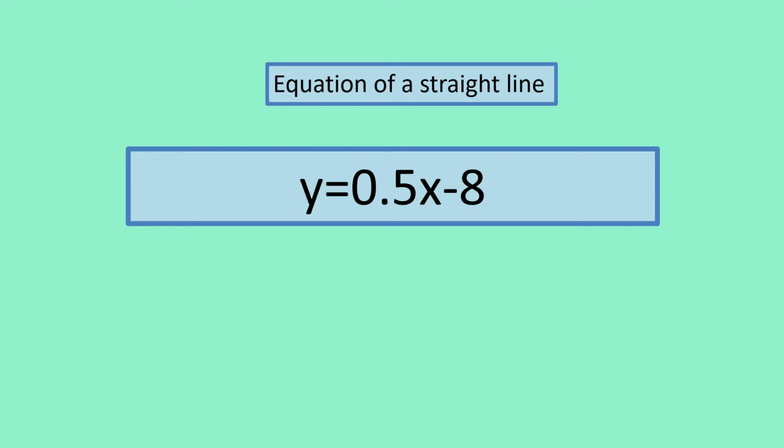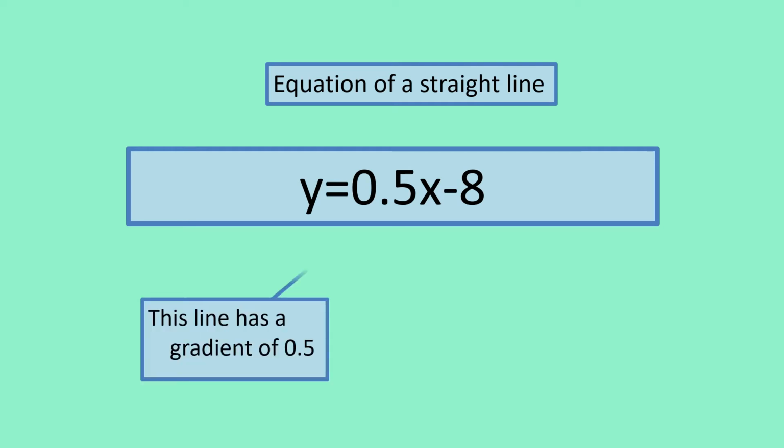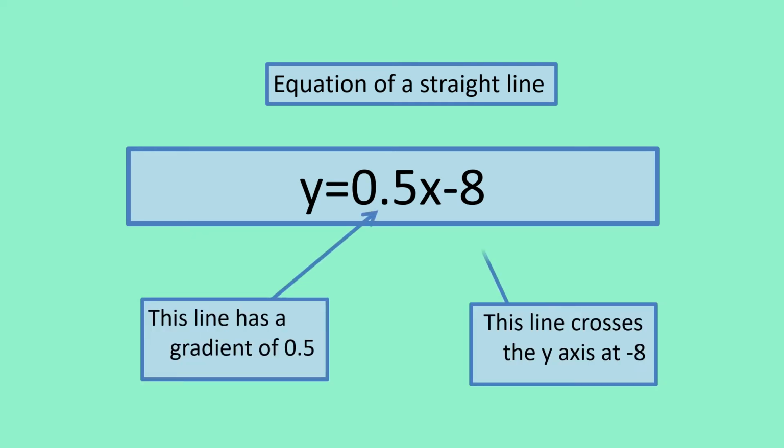In this equation, our coefficient in front of the variable, so x is the variable, 0.5 is the coefficient, and that is our gradient, that is our m value. Our m value is 0.5, so our gradient is 0.5, and our y-intercept is negative 8.